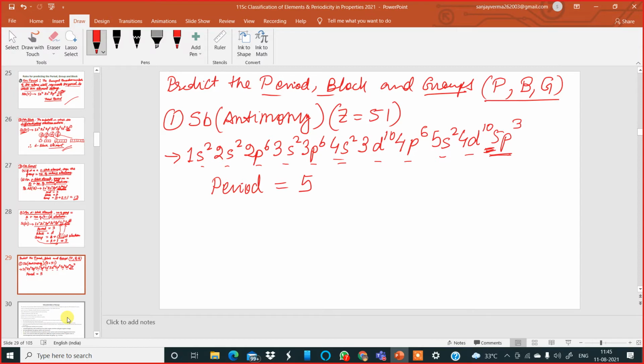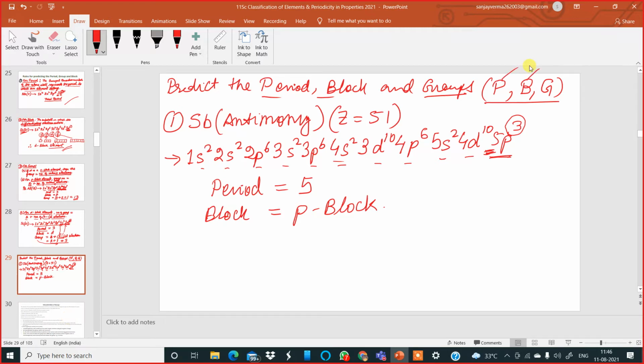After the period, get the block. For antimony, the differentiating electrons are entering the p subshell, so it is a p block element. The period and block are done, and now get the group.